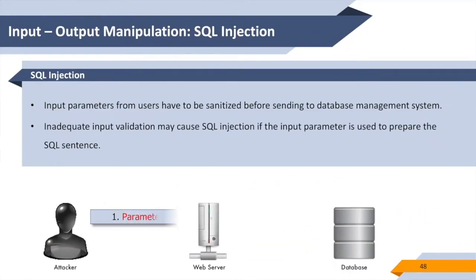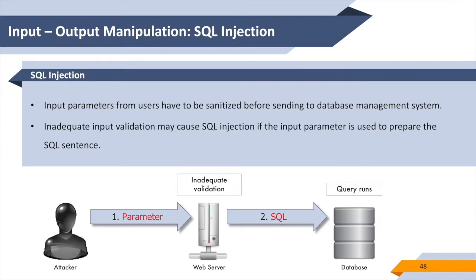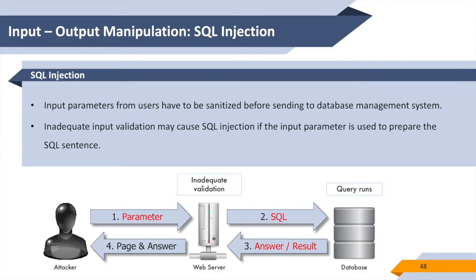The parameter which is used to produce unexpected results is sent to the server. The parameter is not sanitized adequately on the server side. The server prepares the SQL string which will cause the unexpected result and sends it to the database management server, and the result is returned to the web server. The web server processes the query result, prepares the response, and sends it to the user.